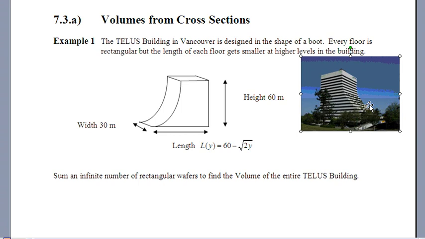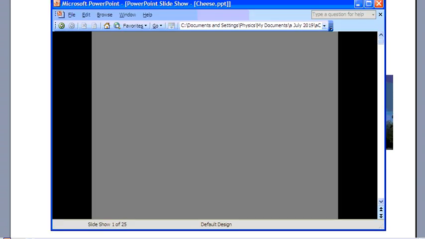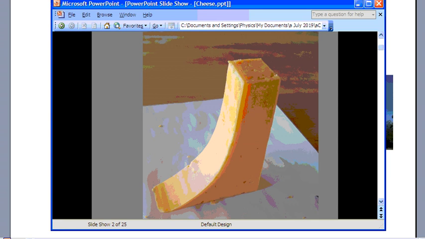And we're going to try to figure out a way to do this by summing up a whole bunch of little infinite wafers, infinite little crackers if you wish, in order to come up with a total volume for the thing. Just to help you out with this, I took a hunk of cheese and I cut it to look like the TELUS building, to look like the boot. I just wanted to talk about making calculus cuts and what would be appropriate cuts and what would be really awkward cuts to do.